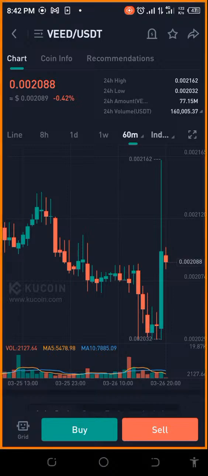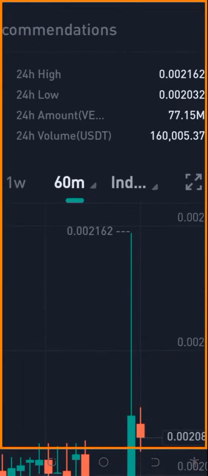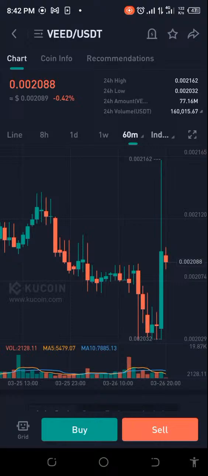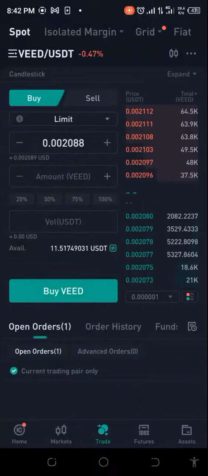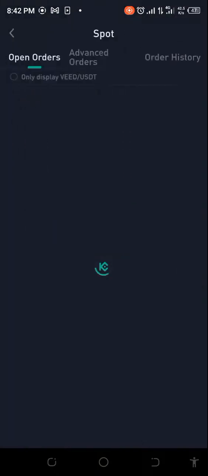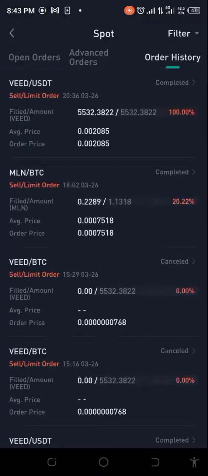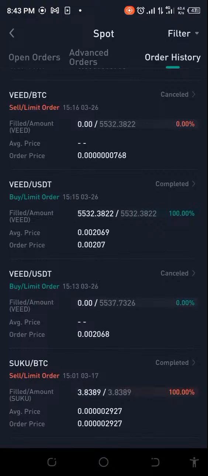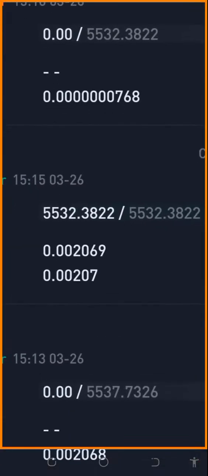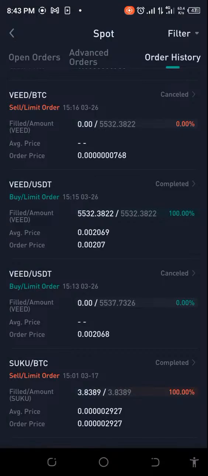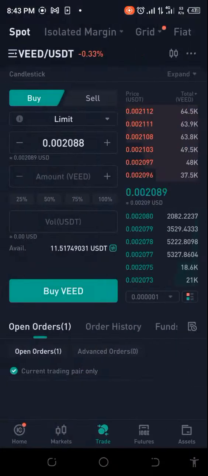In fact, let me check what this could have been. This is 21.60. So I'm just imagining, if I had put this, what would I have made? I can't even remember, I'll just go check. Let's check the trade order and see how many we bought. Okay, we bought 5532. So let's go and check what we could have made. Oh my gosh, I'm not happy with the fact that I didn't check this, but it's fine.